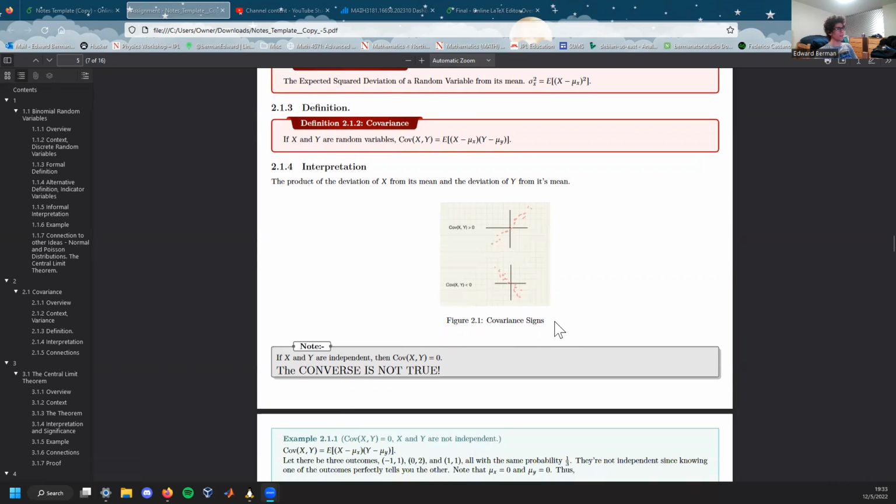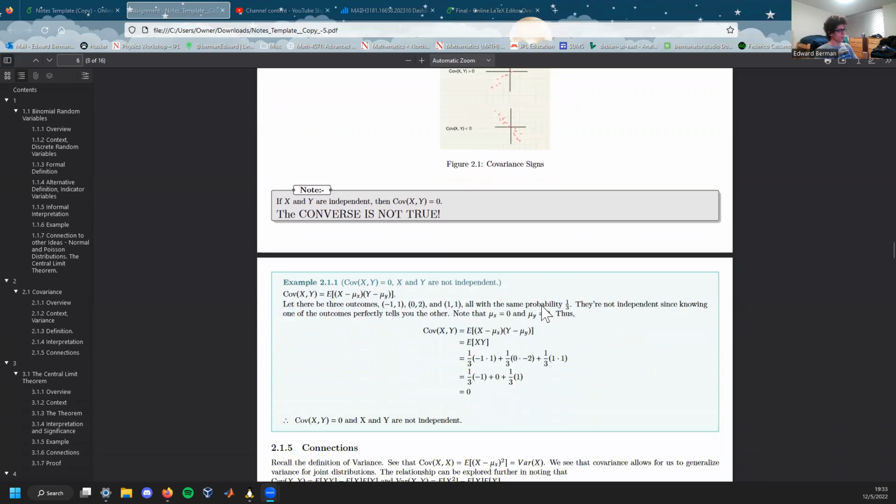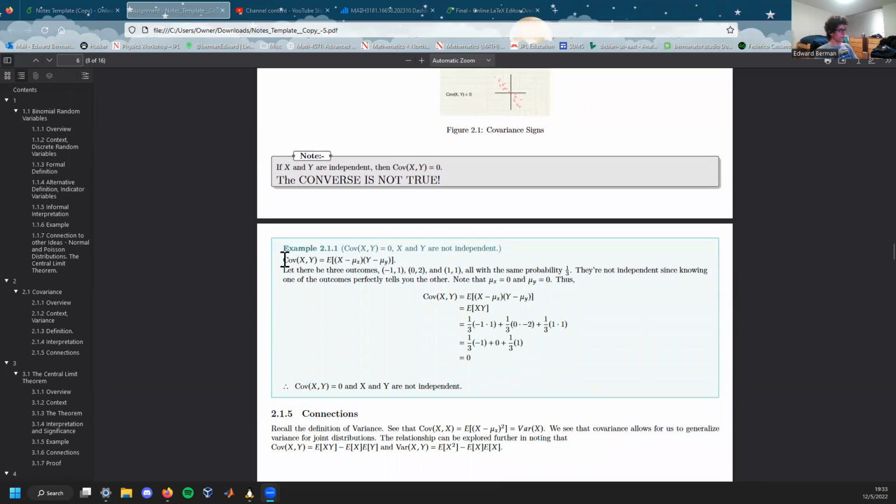So that leaves the obvious question: what about covariance of 0? Well, if x and y are independent, then the covariance of x and y is equal to 0. But the converse is not true. Here you're reminded of the definition of covariance, and here's an example. This is a discrete case, but it's true for the continuous as well.